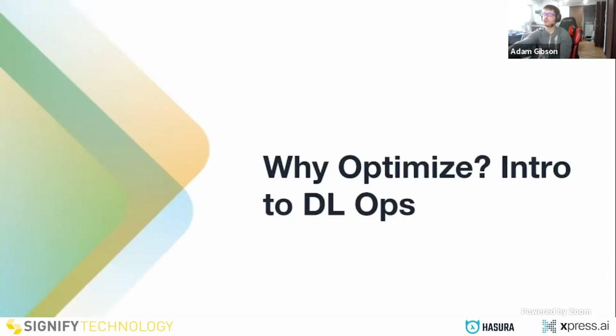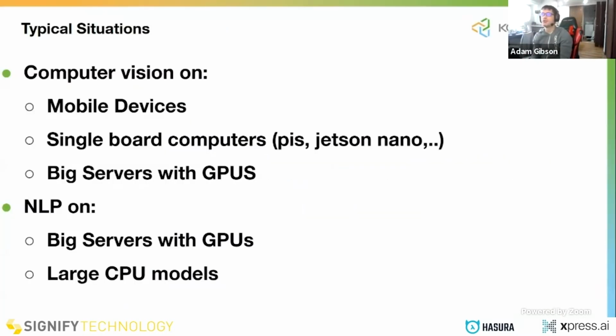So why optimize? Intro to DL ops. The main situations where people need this stuff are either transformers, NLP, or mobile devices. Most of the time, whenever we have a phone and we want to run a model, you want to run it locally because of privacy issues or what have you. That's going to fall into the bucket of vision or speech generally, with 90% of it being vision.